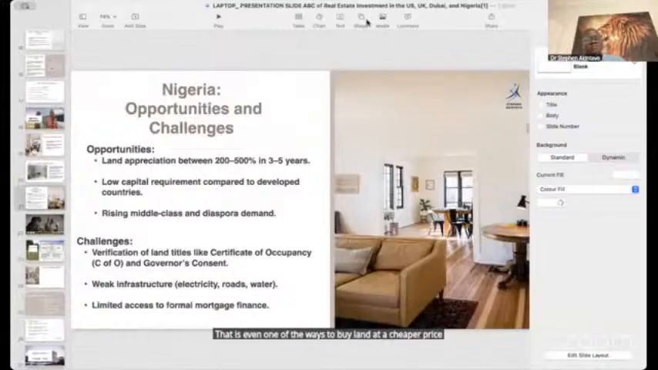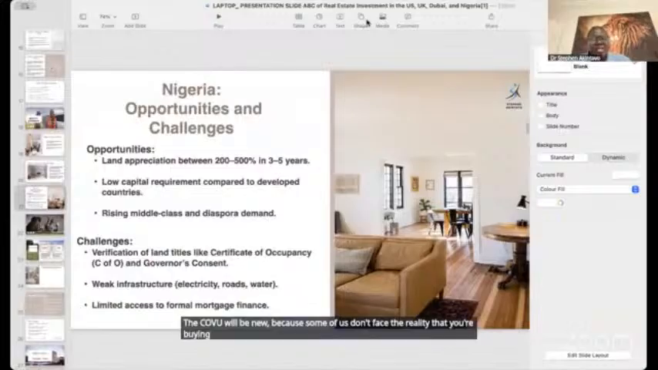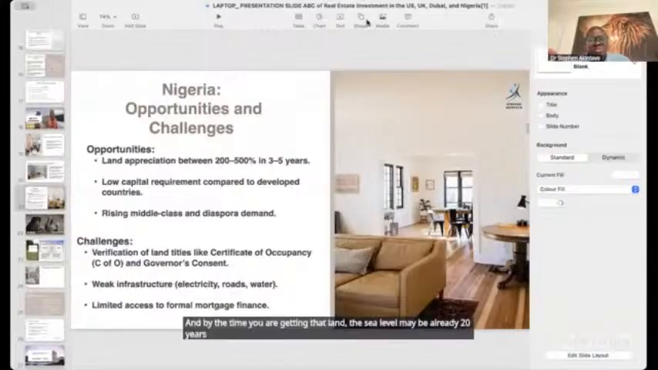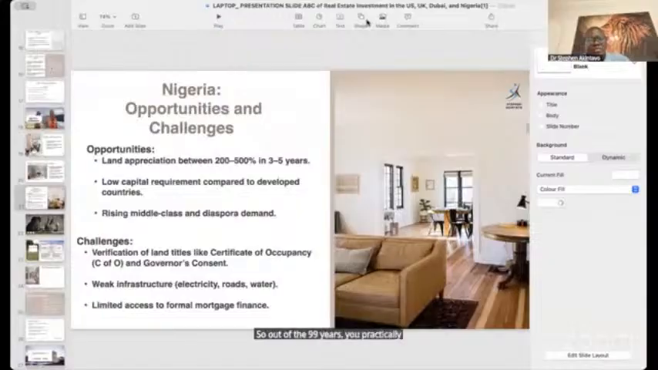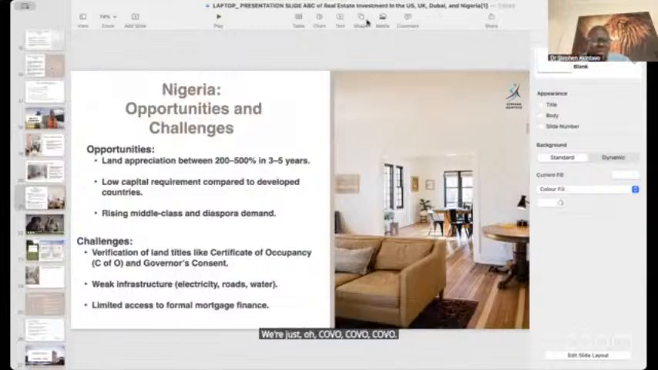And that way, the C of O will be new, because some of us don't face the reality that you're buying land in Nigeria, and by the time you are getting that land, the C of O may already be 20 years old, 25 years old. So out of the 99 years, you practically have just 65 years left. Sometimes we are not conscious of these things. We're just, C of O, C of O, C of O.